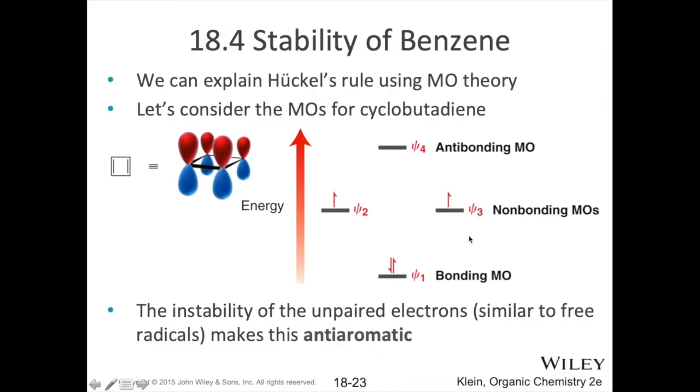So when you put your 4 pi electrons into this molecular orbital system, 2 of them will go down to this lowest energy bonding orbital, but the remaining 2 have to split up between these 2 non-bonding molecular orbitals. Think Hund's rule, right? If you've got degenerate orbitals, that's orbitals of the same energy, they split up before they start pairing up. Now, it's these unpaired electrons that make this molecule more reactive and therefore anti-aromatic.